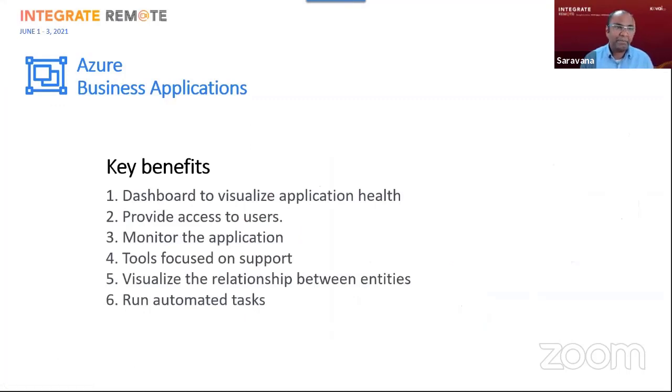As I said, there are six main key benefits of the business application. You get an application view, which is a core part, and a dashboard to visualize the application health. You can give access to people. You can monitor it as an application. The tools are pretty advanced.